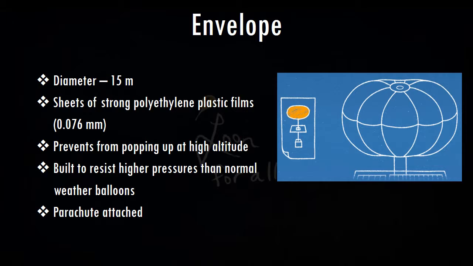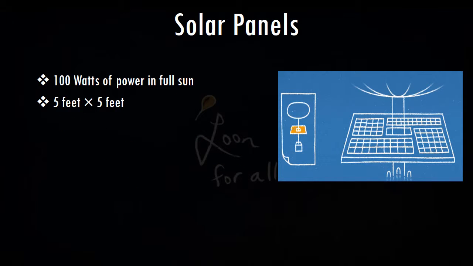They are high pressure resistant balloons. If something goes wrong with the balloon, there is a parachute attached to it. This parachute will help in free flow of the balloon and thus prevent damage to all the equipment. Well, balloons are solar powered, so they will need solar panels. Each solar panel is as big as 5 feet by 5 feet, and in full sun in a day, it can charge 100 watts of power.